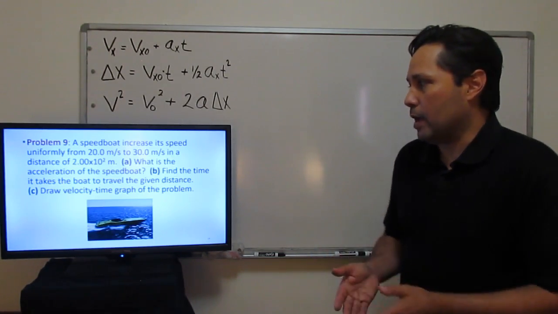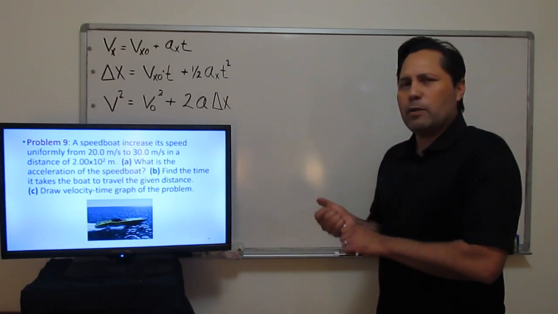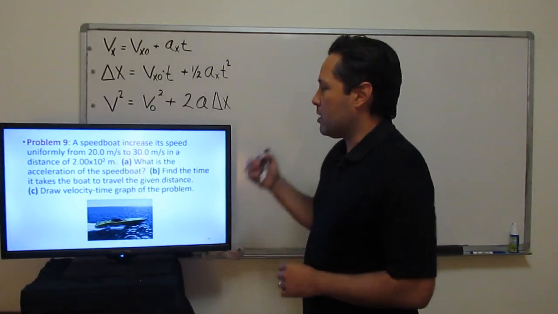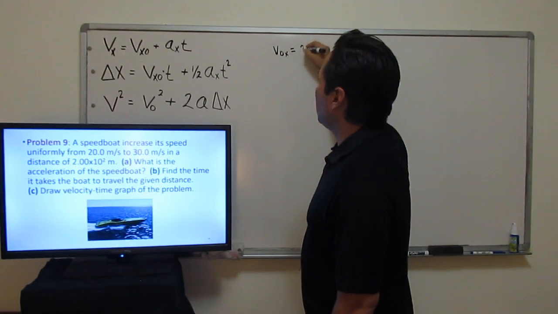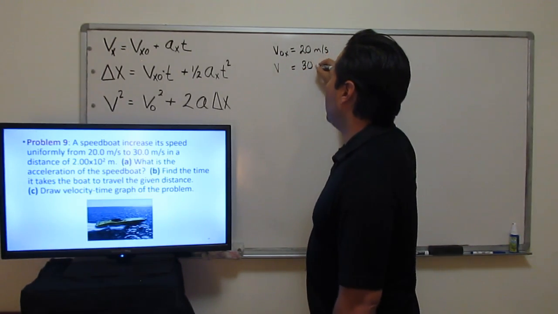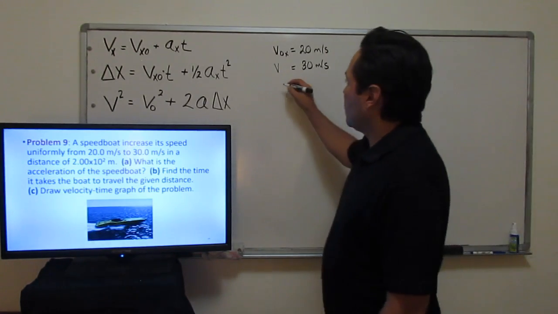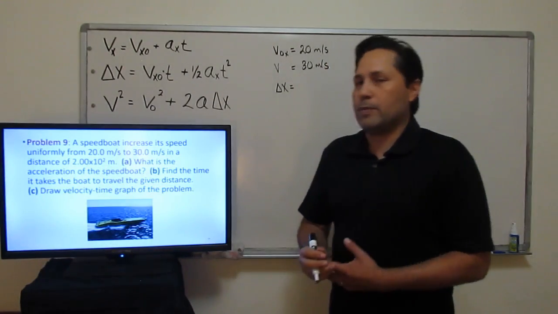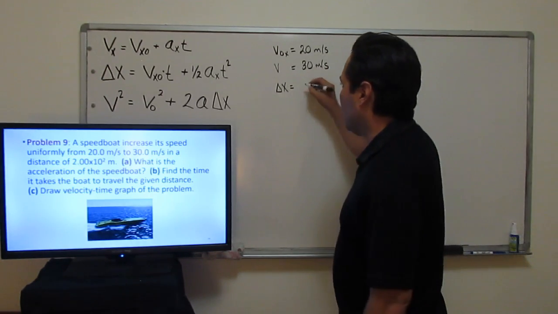Alright, so let's start with part A. In part A, they want the acceleration of the boat. And I want to write down what is given to us. Given to us is the initial and final velocity of the boat. So at time 0, when we first started, the velocity was 20 meters per second. And after some time has gone by, it's 30 meters per second. The distance traveled by this boat, so it is displacement on the x-axis, is 2.00 times 10 to the 2. If we move the decimal over twice, you'll recognize that's just 200 meters.